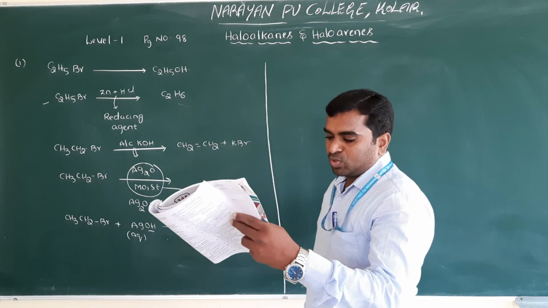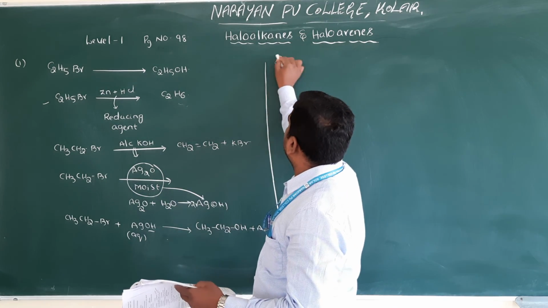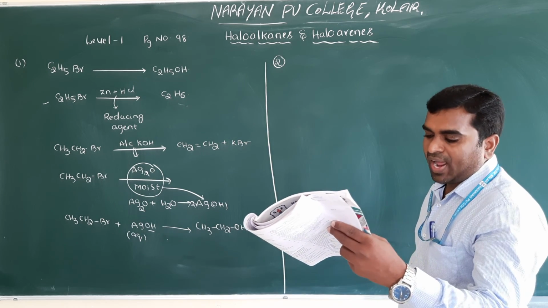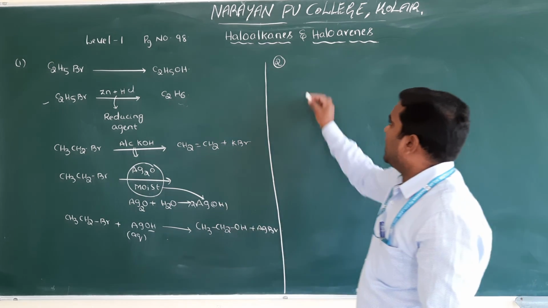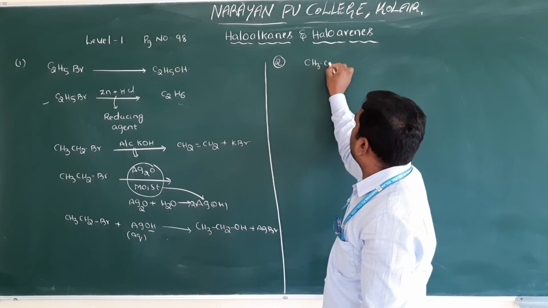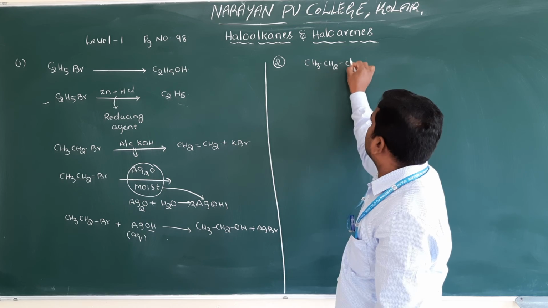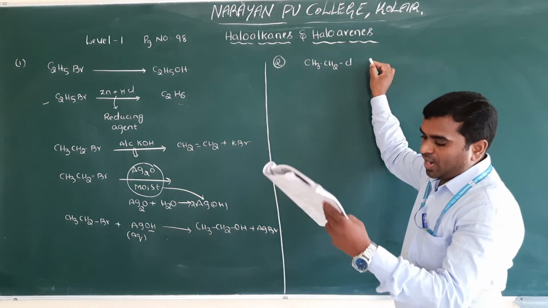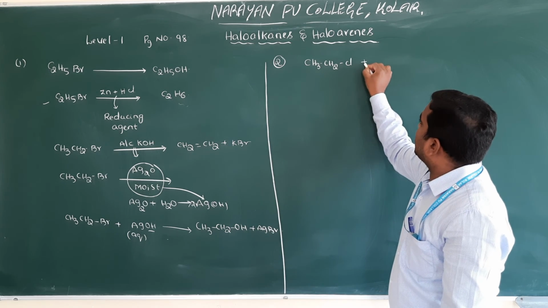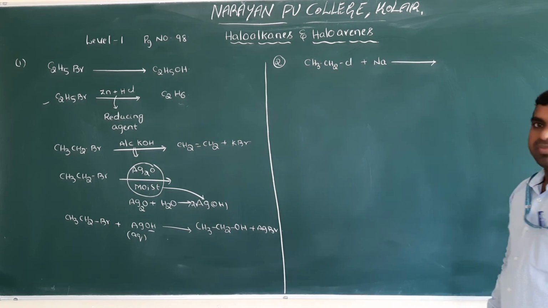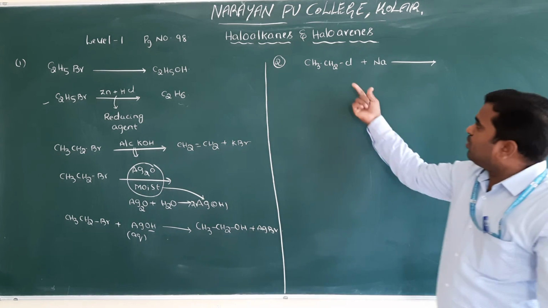And coming to the second question, see the question they have given. Reaction of ethyl chloride with sodium. What is the ethyl chloride formula? We have discussed that just now. CH3CH2Cl is ethyl chloride, which is treated with sodium. Have you remembered this one?